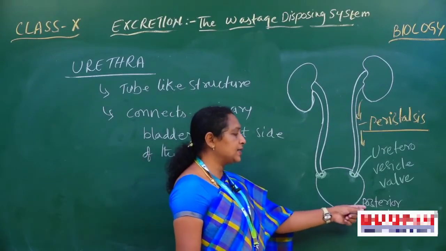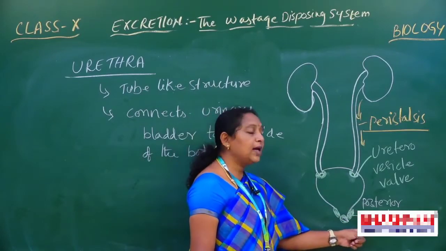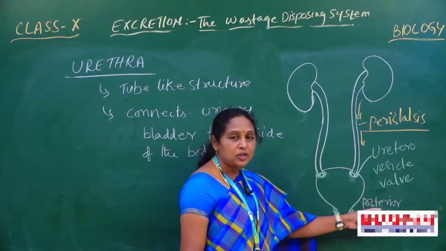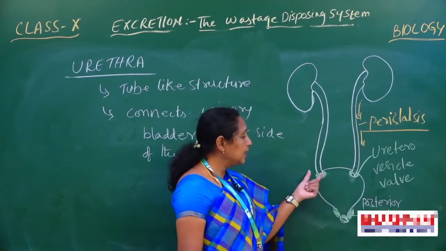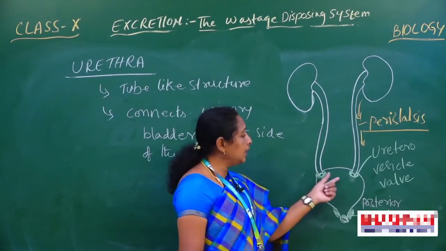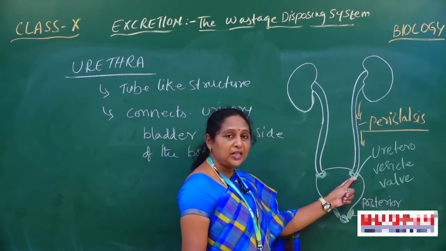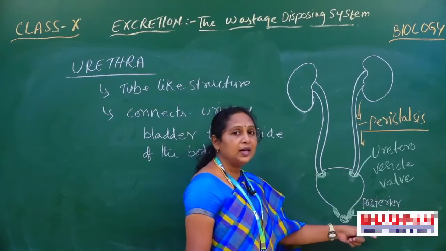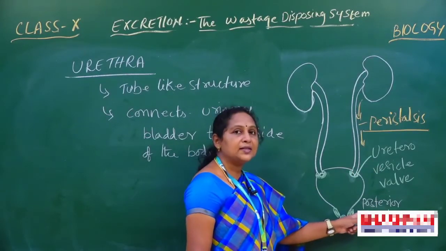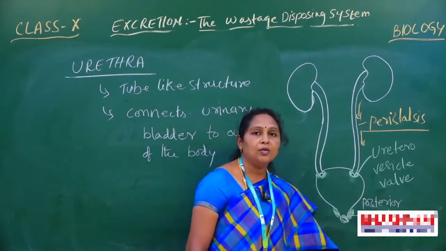The end of this urethra is also studded with sphincters, otherwise called the posterior urethral wall. In the previous class I said the end of the ureter is studded with sphincters, which we call ureterovesical walls. The same are present here also, but we name them the posterior urethral walls.